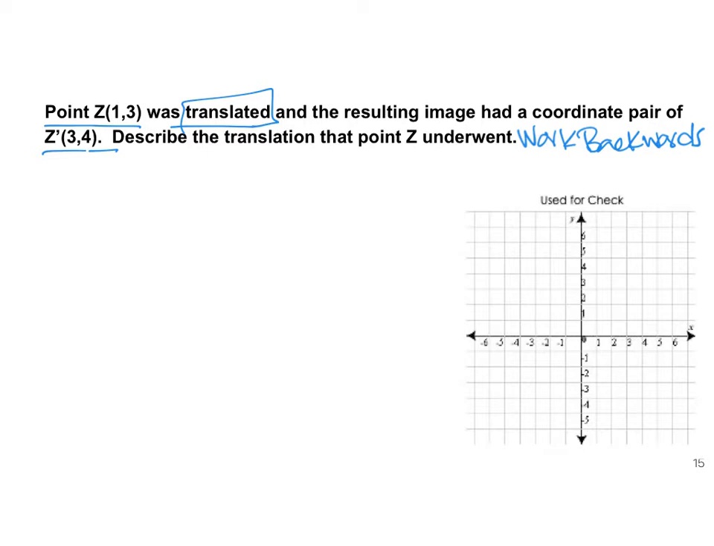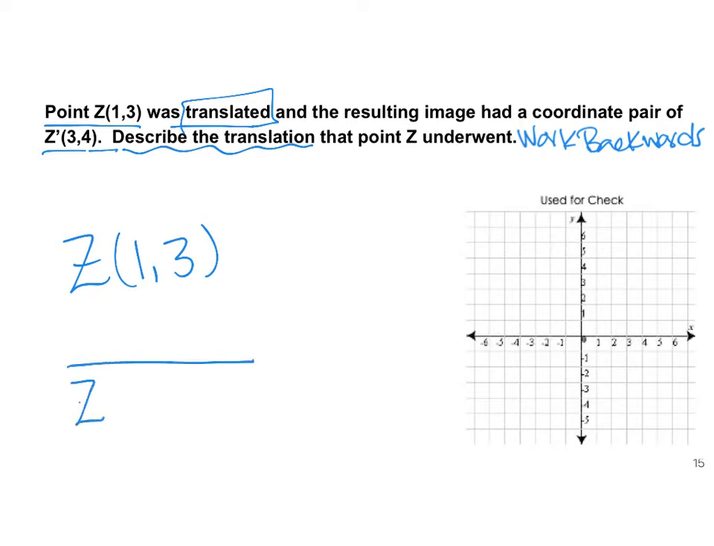So for this one, because it says describe the translation, right? What happened? How did it move? So you still start with Z. Leave a space because we've got to figure out what goes there, and then write in Z prime because they already gave it to you. So now we're going to work from the bottom up doing the math.